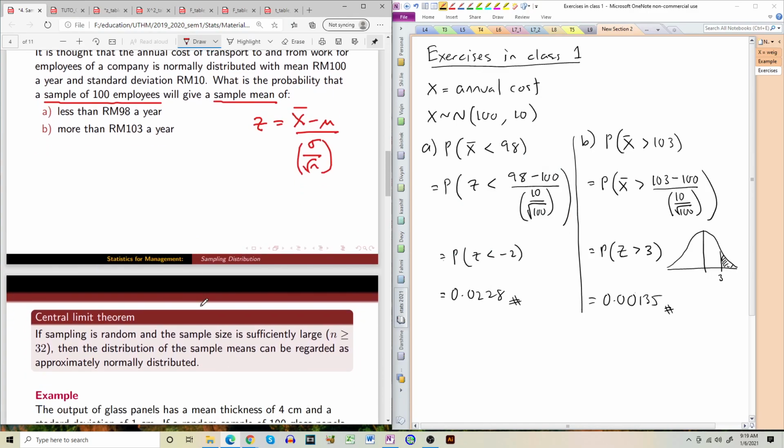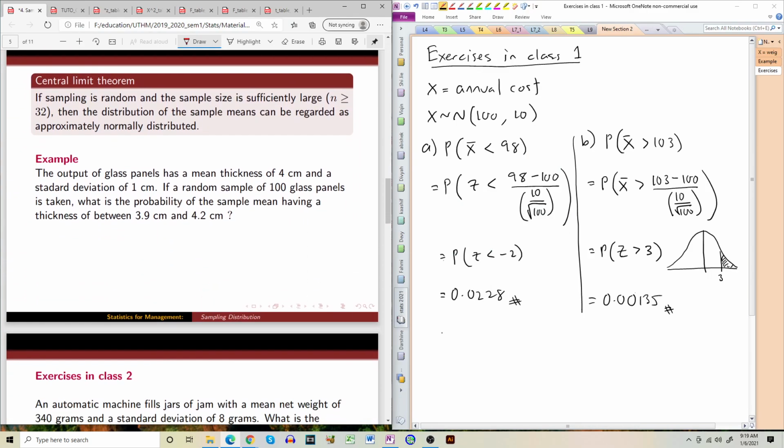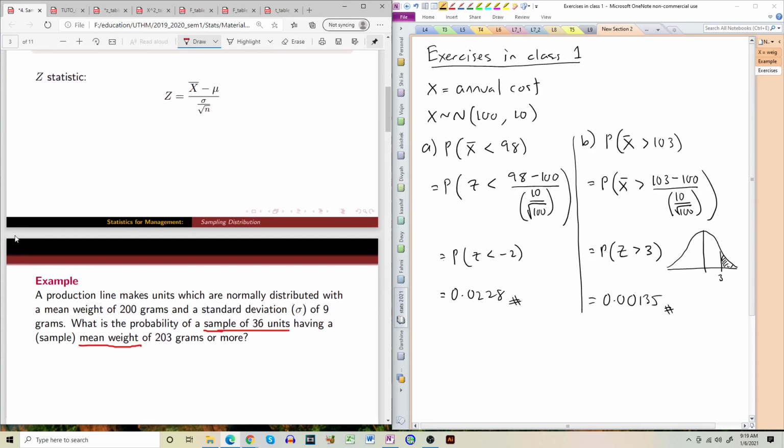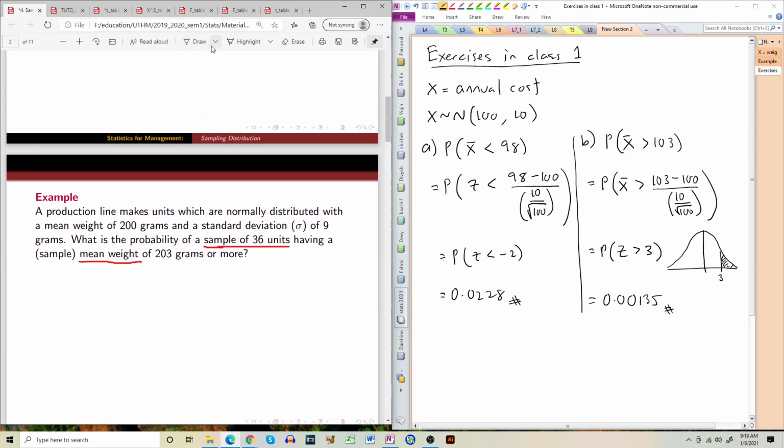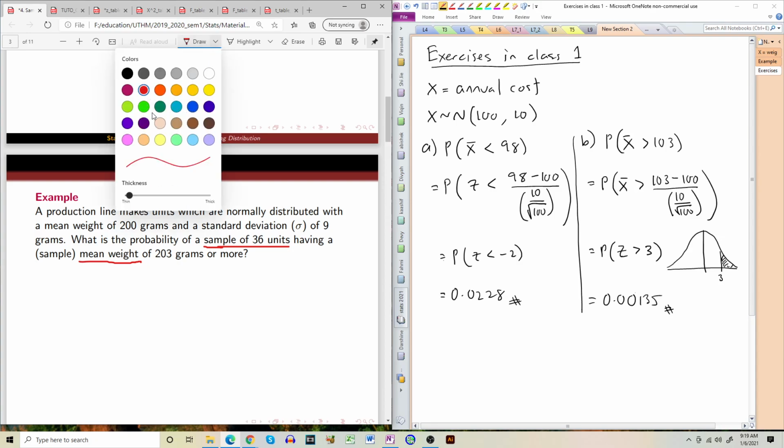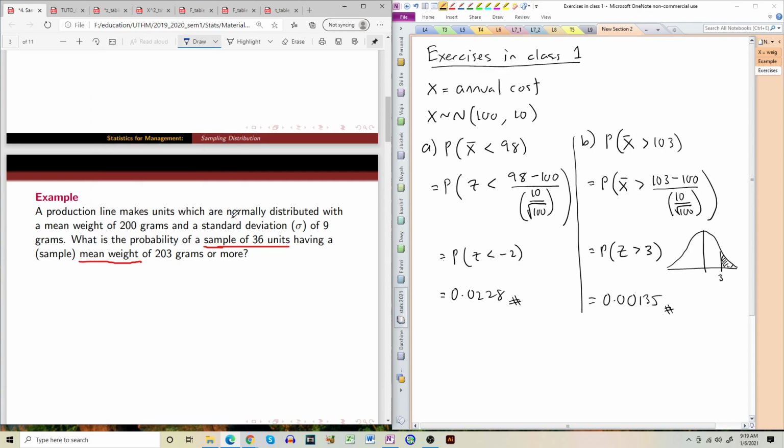Okay, let us move on to the next question. But before we do, there is one piece of information I need to explain to you. It is known as the central limit theorem. In the previous question, you can see the words "normally distributed". It clearly tells you that the question is a normal question, so you have to use a normal table.